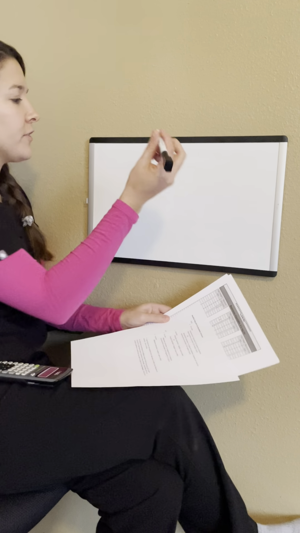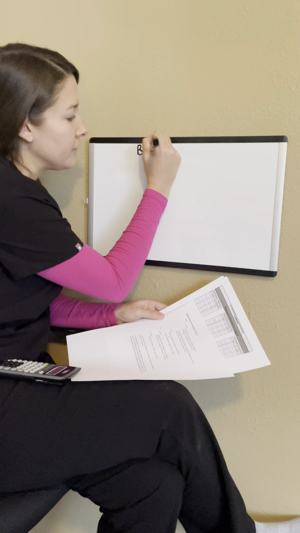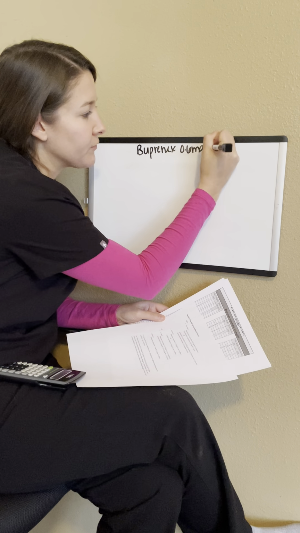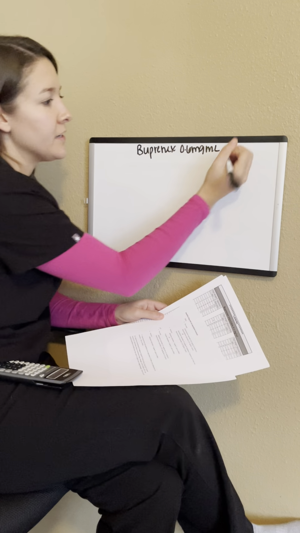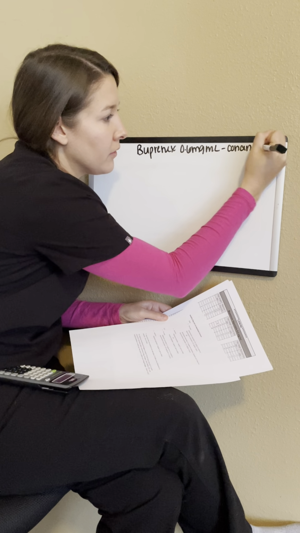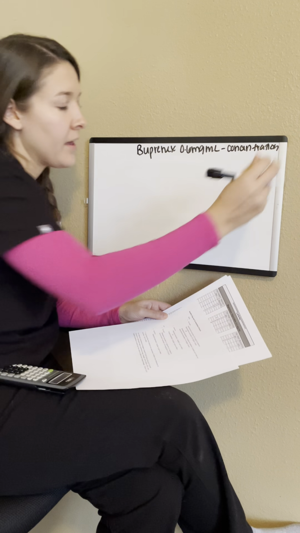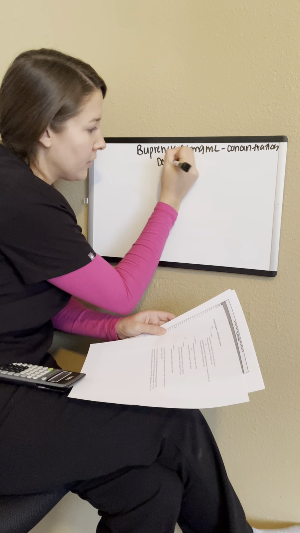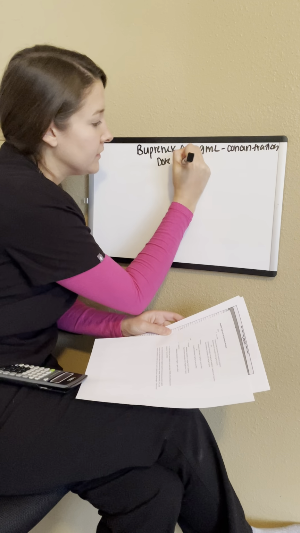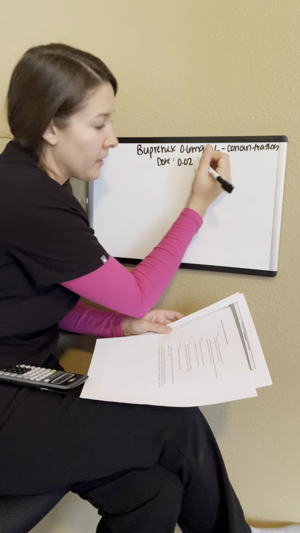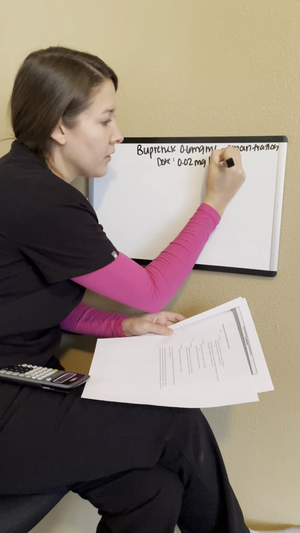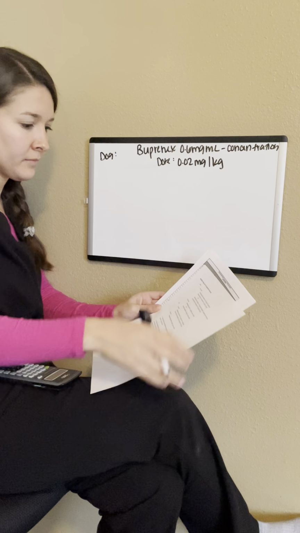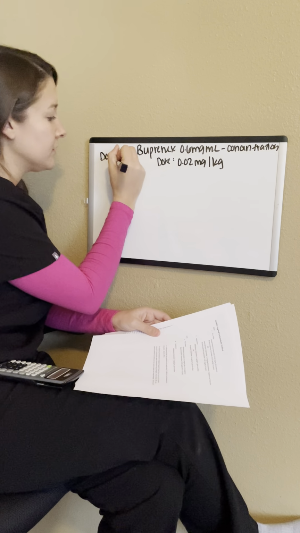So let's start off with Buprenex. It's a pretty common drug used. So Buprenex, 0.6 mg per mil. So this is the concentration. And let's say your vet gives you a dose of, she wants the patient to get 0.02 mg per kg. All right. And then let's say the dog weighs, let's start off with 45 pounds.